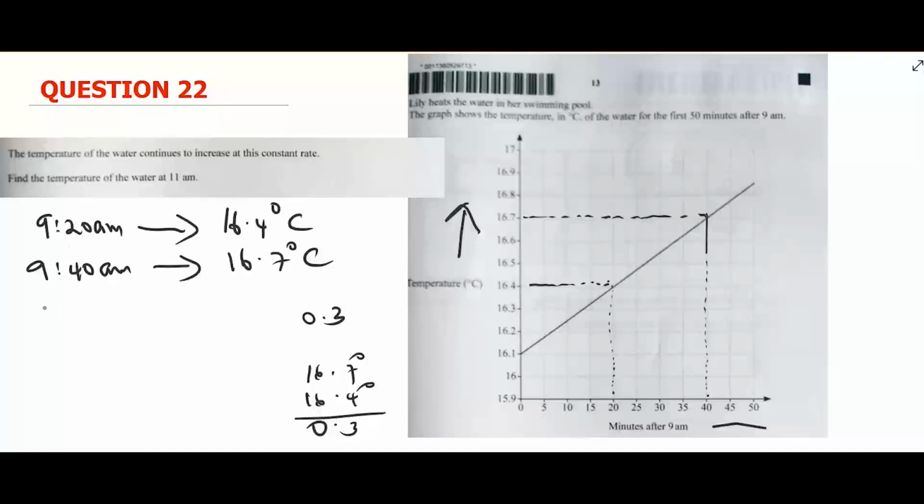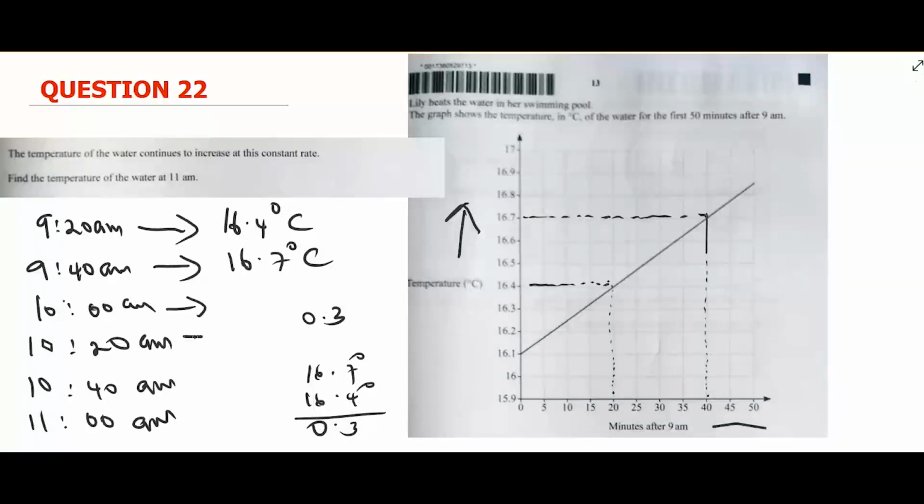After 9:40, the next one will be another 20 minutes. So another 20 minutes after 9:40 will be 10 o'clock a.m. So we're going to get the time. The next one after 10 o'clock will be 10:20, that's another 20 minutes, 10:20 a.m. Another 20 minutes will be 10:40 a.m., and another 20 minutes will be 11 o'clock a.m. So this is what we want to get now.